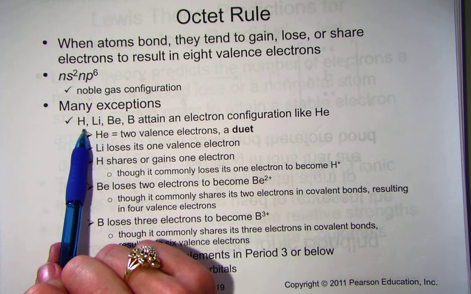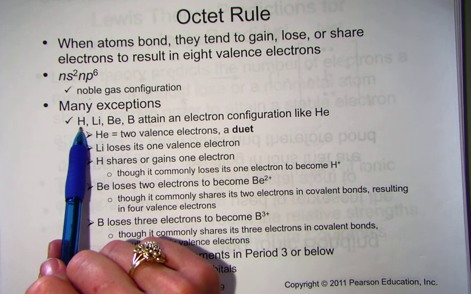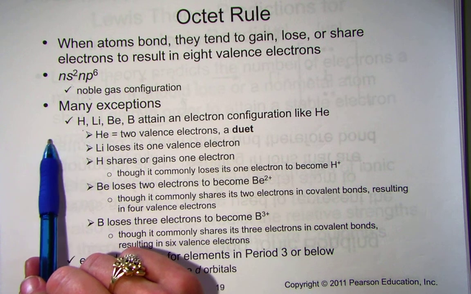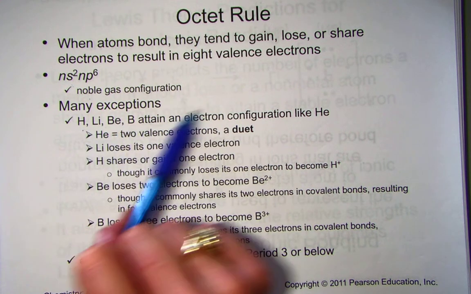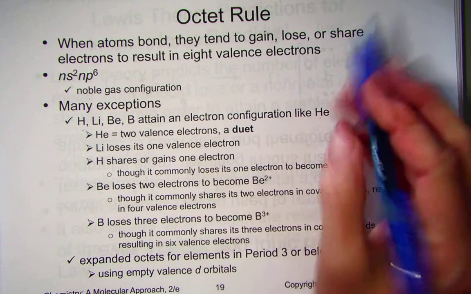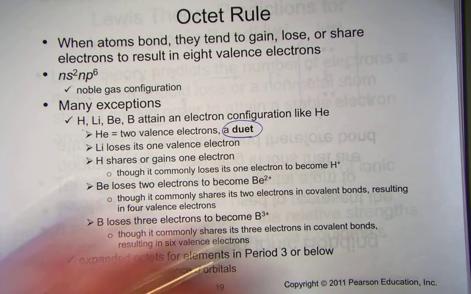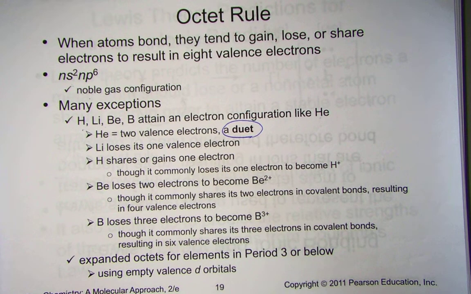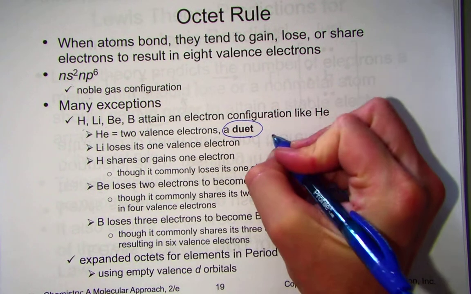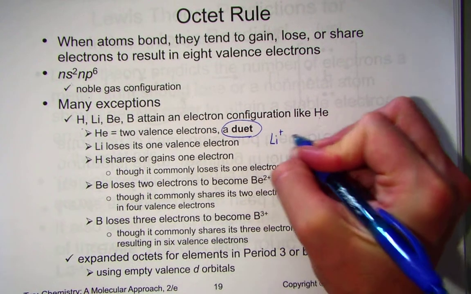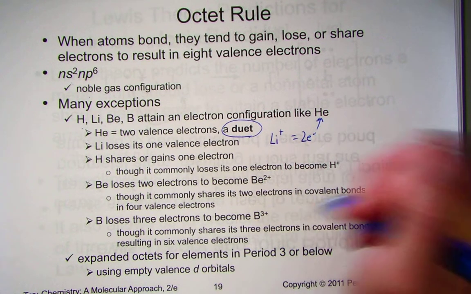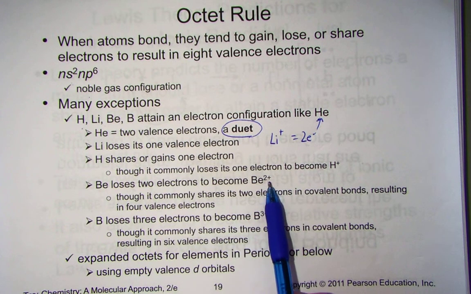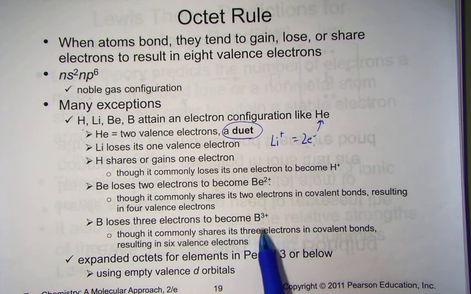Now there are many exceptions, those atoms that become like helium. Helium is a noble gas with only 2 electrons. Hydrogen, lithium, beryllium, boron all become like the noble gas helium. So therefore, it will have a duet, not an octet. Lithium, when it goes from a lithium atom to a lithium ion, has 2 electrons, just like helium, and so forth through this slide. Beryllium loses 2 to become like helium. Boron loses 3 to become like helium.